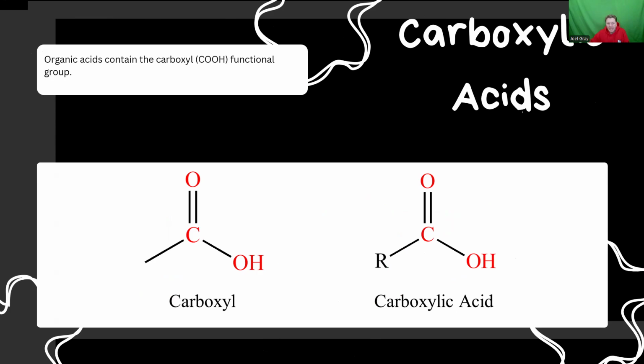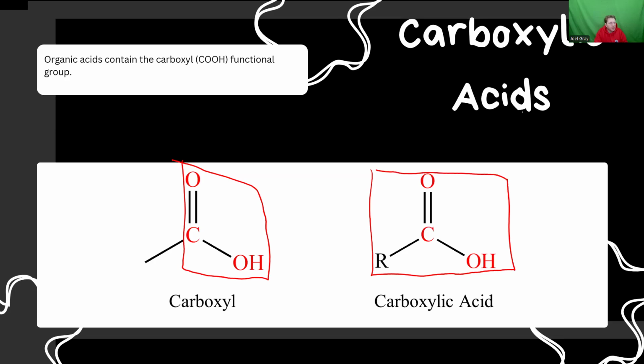Okay, our next class of compounds are carboxylic acids. These are organic acids that contain a carboxyl functional group. Now, you might be looking at these and saying, oh, isn't that a carbonyl carbon? Yes, it is. This right here is a carbonyl group. So too is this. Now, a carboxyl group is this right here. As soon as you put that R group onto it, that is considered a carboxylic acid. So this is the functional group, the carboxyl. This whole thing is a carboxylic acid.